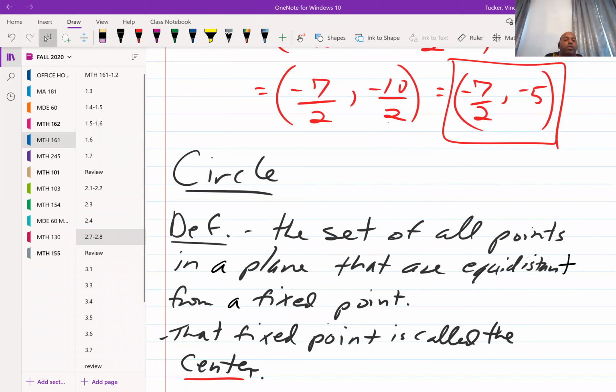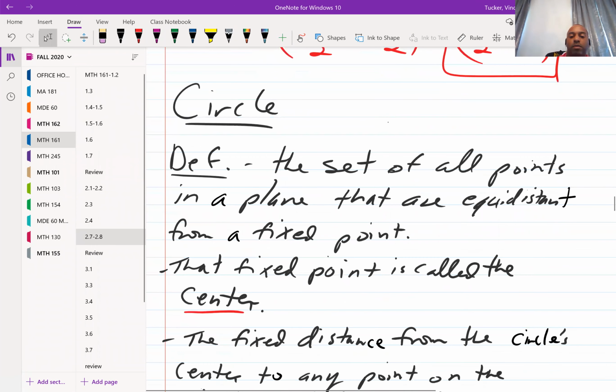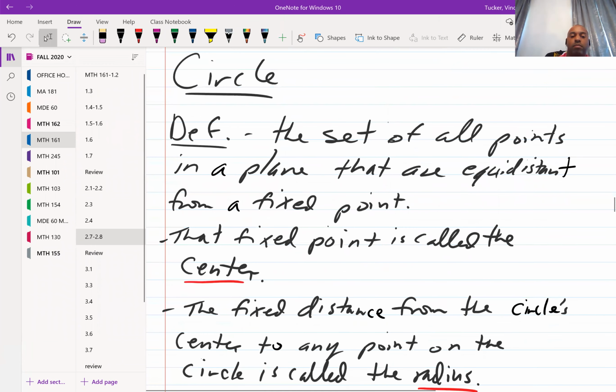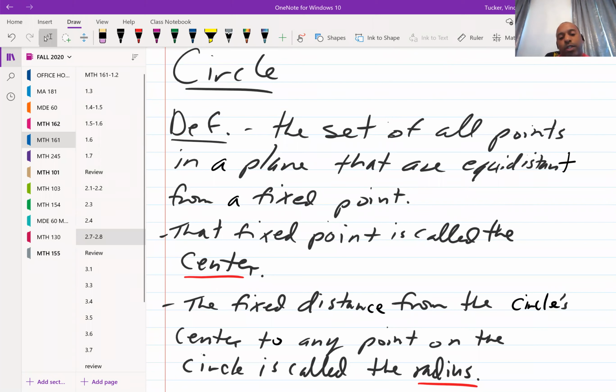All right, so let's look at circles. The definition of a circle is a set of all points in a plane that are equidistant from a fixed point. That fixed point is called the center. And that fixed distance from the circle's center to any point on the circle is called the radius.